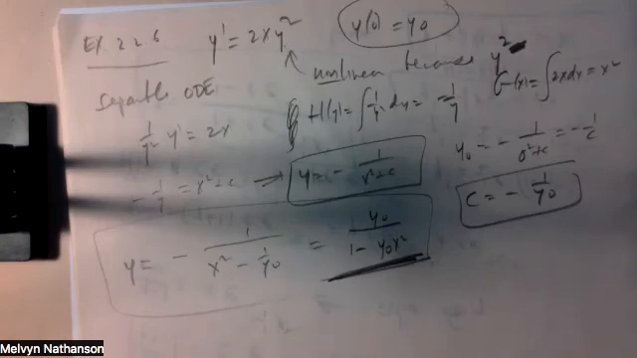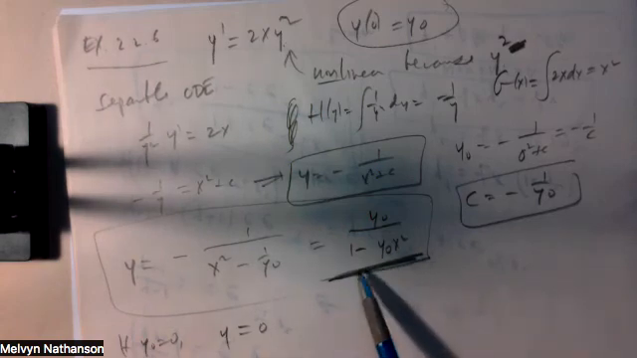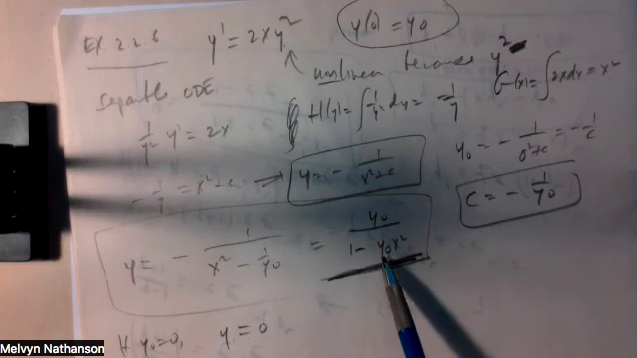In fact, if y naught equals 0, y is equal to 0 for all x. So in fact, we get the constant solution, or the trivial solution, as a particular value for y naught.